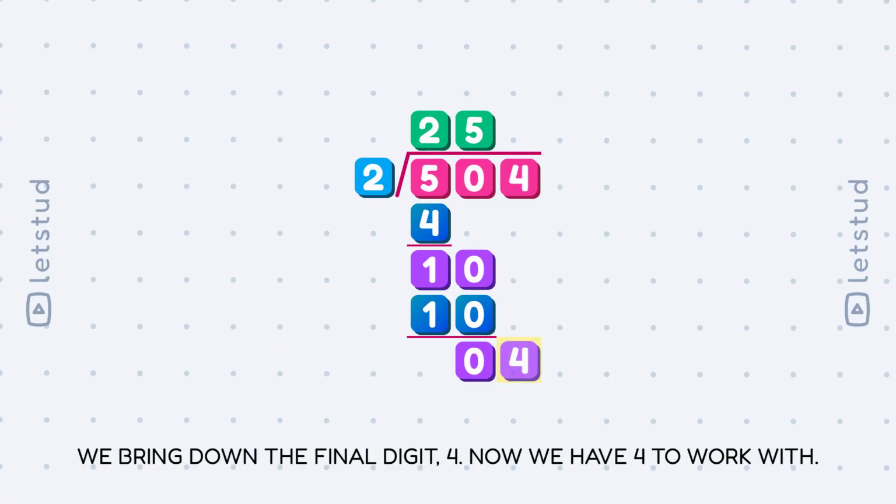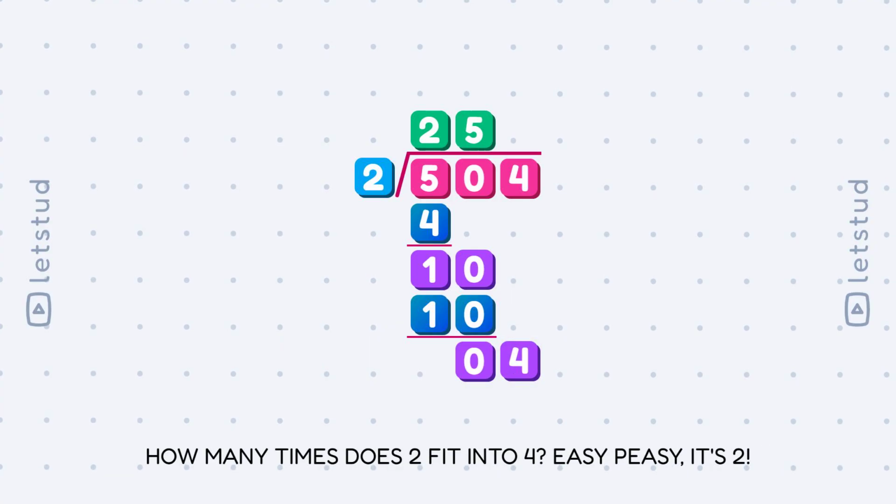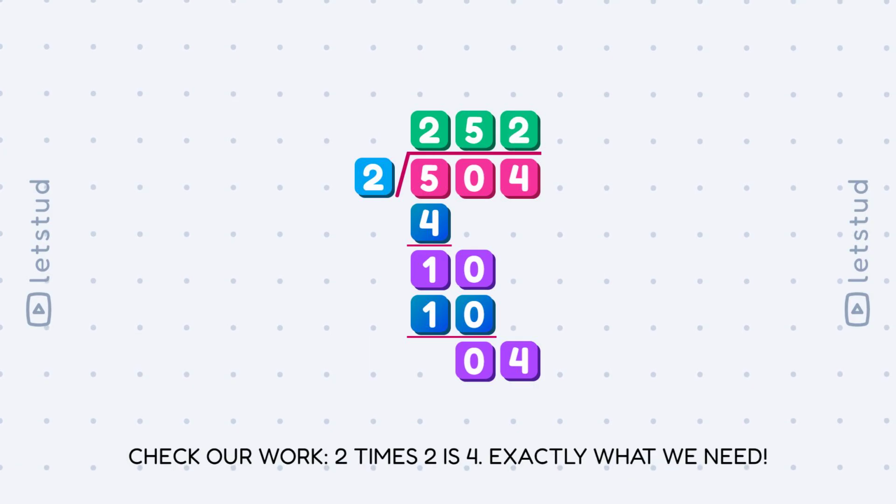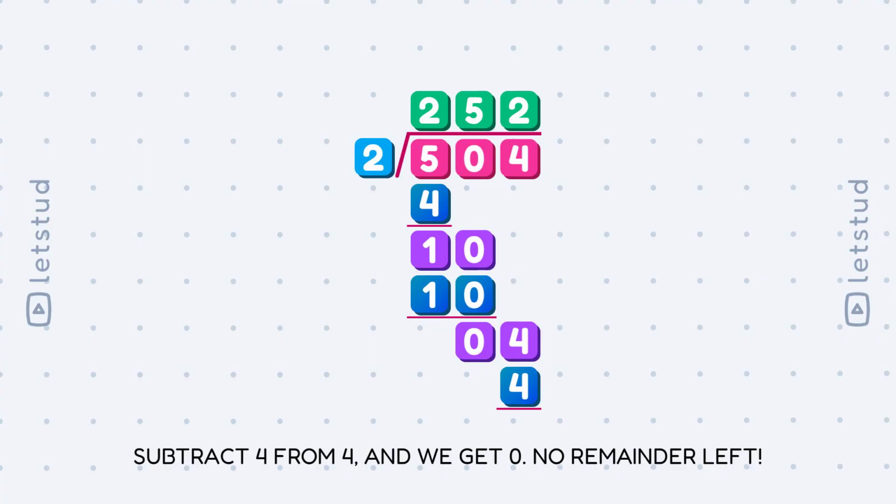Now we have 4 to work with. How many times does 2 fit into 4? Easy peasy, it's 2. Check our work: 2 times 2 is 4, exactly what we need. Subtract 4 from 4 and we get 0, no remainder left.